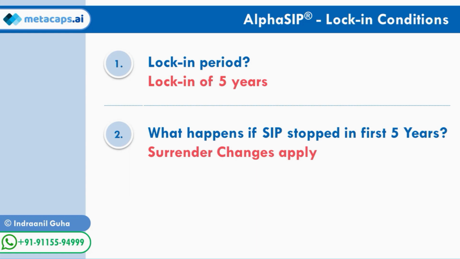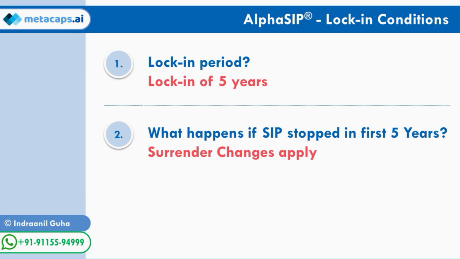The implication of the lock-in is that once you start, you have to continue the SIP for a period of 5 years. You cannot stop the SIPs. You cannot withdraw the investment. The lock-in lapses at the end of 5 years, because for you to get that tax-free maturity, the requirement is you have to stay invested for a period of 5 years and not withdraw your corpus, right?